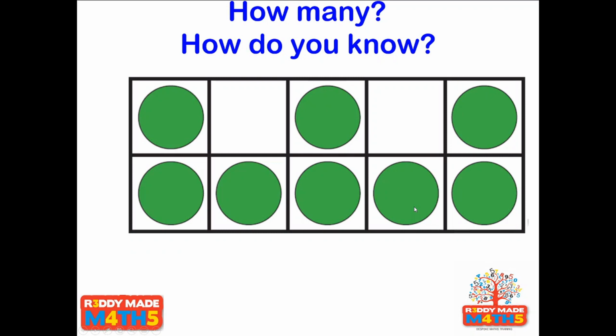Last but not least, what stands out? Is it the bottom line that's full, or is it that little pattern on the top line of 1 space, 1 space, 1, 3 on the top, 5 on the bottom?